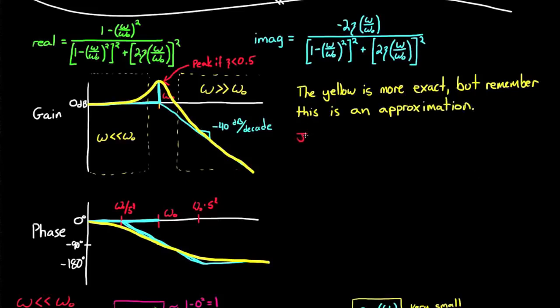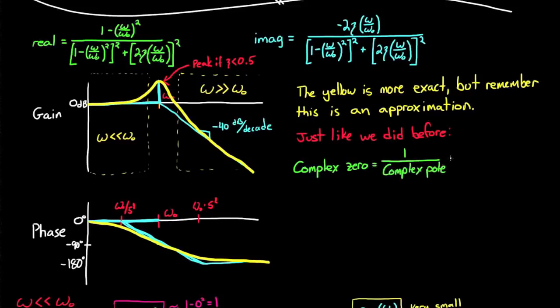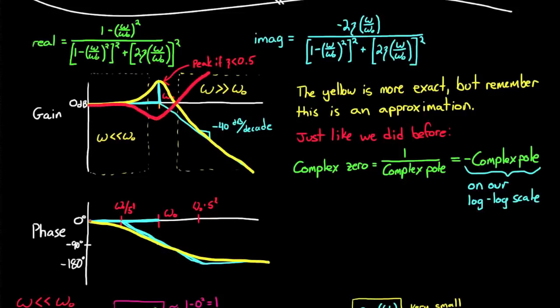The last thing I want to mention is that just like we did in the previous videos, a 0 is just a 1 divided by a pole, or it's the negative of the pole if you're plotting it on a log-log scale, like a Bode plot. So the frequency response of a pair of complex zeros is just the reflection about the horizontal axis of the response of a pair of complex poles, just like I'm drawing with these red lines, and I think that's pretty neat.